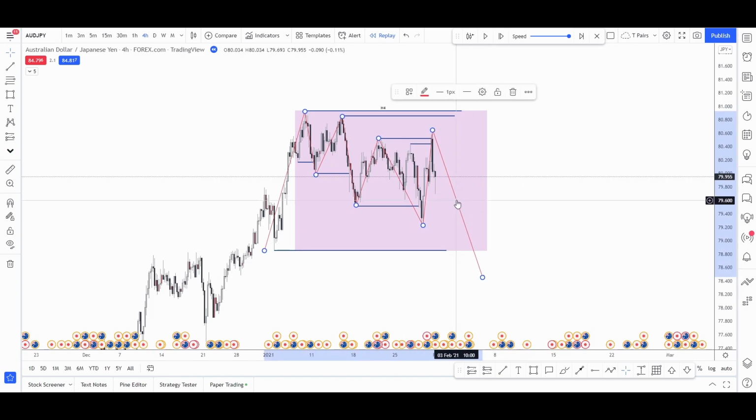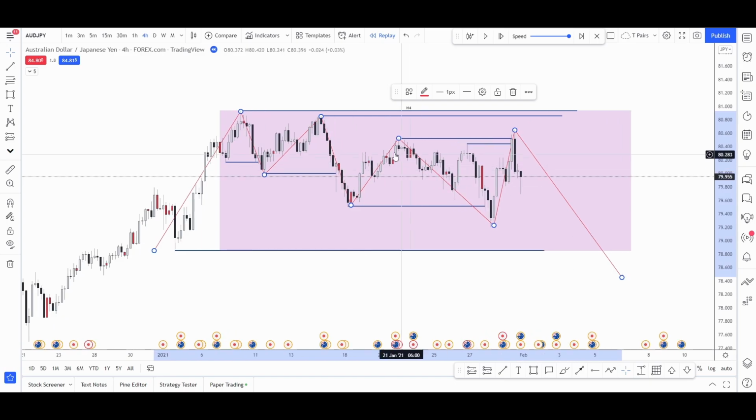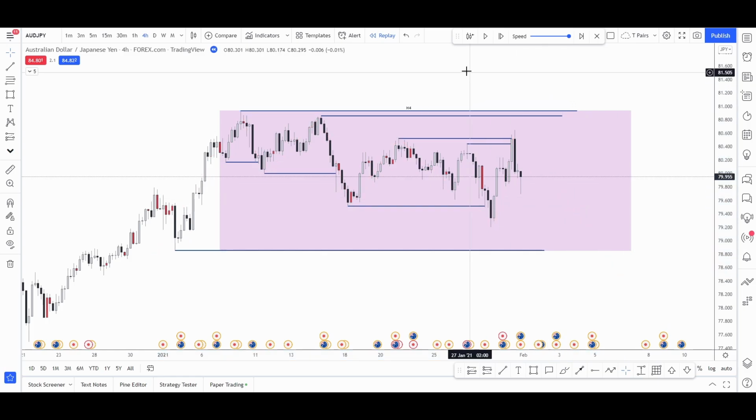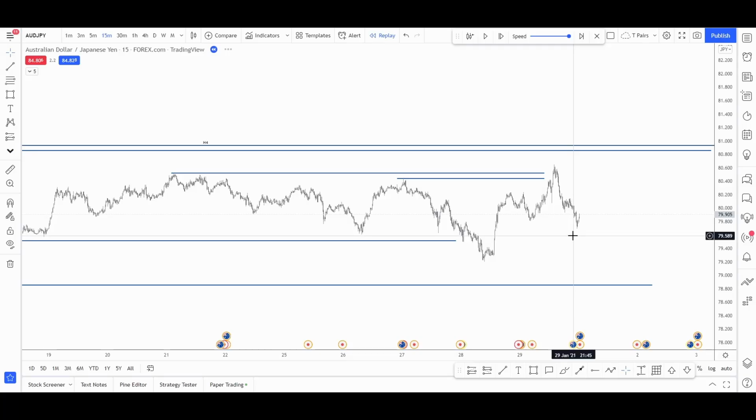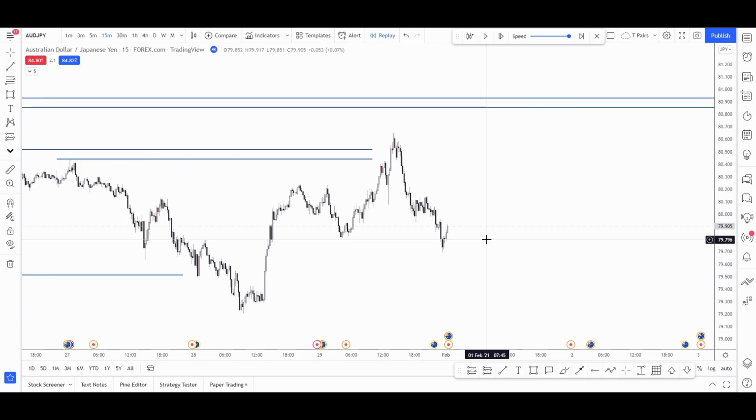Okay, so now that I've created a bit of a, I guess, market bias, we can get started with marking up the charts a little bit clearly on the 15-minute chart. Okay, so let's drop down a time frame. Right, so on the 15-minute time frame, what do we have?